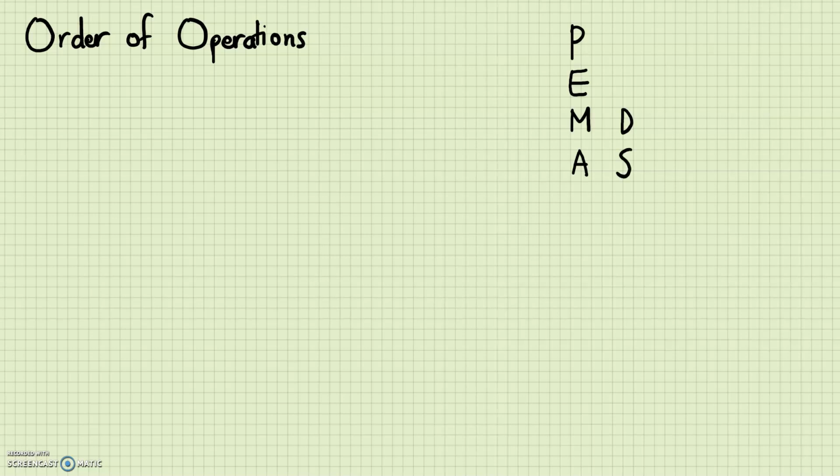And you use PEMDAS to remember this. The reason I wrote the M and the D side by side and the A and the S side by side is that they basically have the same level of importance when it comes to the order of operations. This is multiplication and division, addition and subtraction. When you see these, you just do them left to right. And E, of course, means exponents.